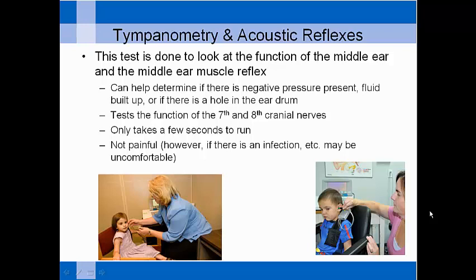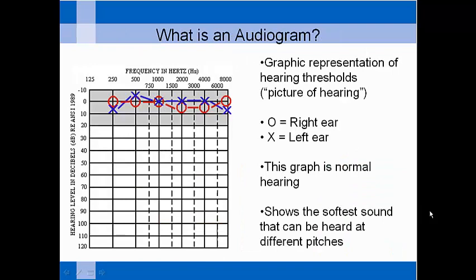The nice part about this test is that it only takes a few seconds to run. So when you have a 2-year-old that doesn't want to sit still, if we can get them to sit still for about 5 seconds, we can tell how well their middle ear is functioning. And most importantly, this test is not painful at all. However, as I mentioned here, if there is an infection, things don't feel comfortable and it's inflamed and they may be in pain, so then that test could be uncomfortable.